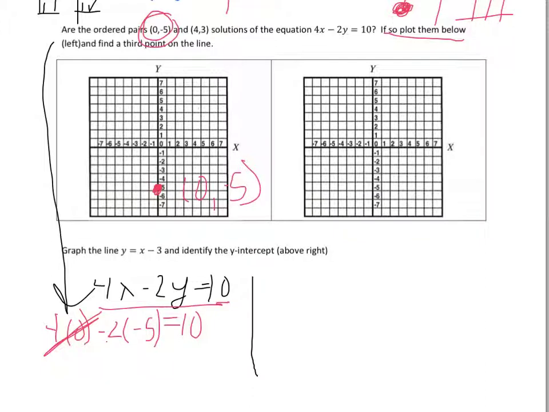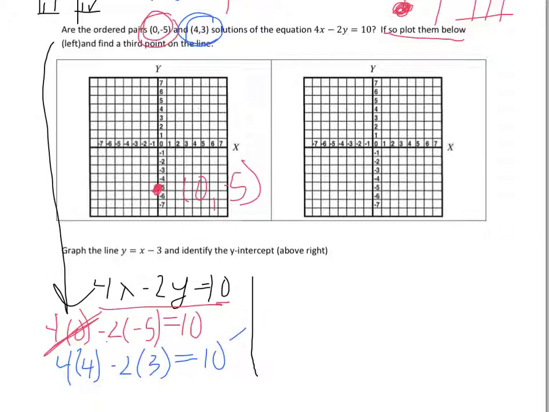Okay? Now we want to check and see if (4, 3) is a solution to this. Once again, we're going to plug these ordered pairs in, 4 in for x and 3 in for y, and see if it makes a true statement. So 4 times our x, which is 4, minus 2 times 3 equals 10. Well, 4 times 4 is 16, 2 times 3 is 6, and 16 minus 6 is 10.